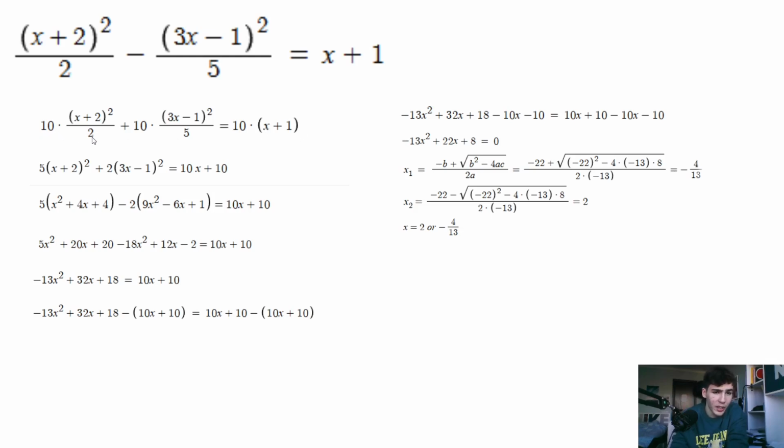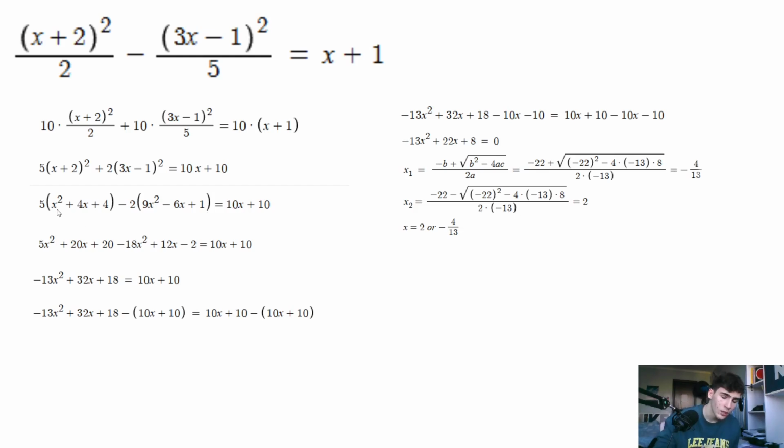This 10 and this 2 would cancel each other out, leaving us with 5 times x plus 2 squared. This 10 and this 5 will cancel each other out, leaving us with 2 times 3x minus 1 squared. This just multiplies, and it will leave us with 10x plus 10. By the way, these two pluses are incorrect. They have to be minuses. Anyways, if you notice that x plus 2 squared can be expanded, then good job, because it expands to x squared plus 4x plus 4. 3x minus 1 squared can be expanded as well, and it's going to leave us with minus 2 times 9x squared minus 6x plus 1. The answer stays the same, it doesn't change.